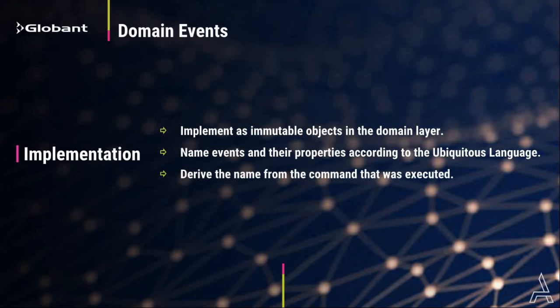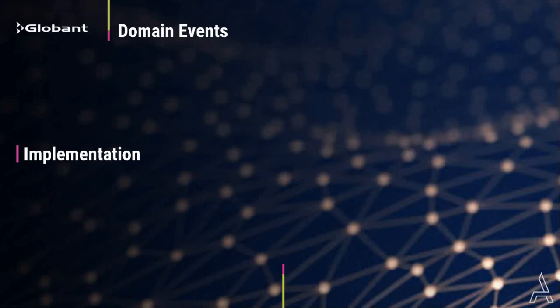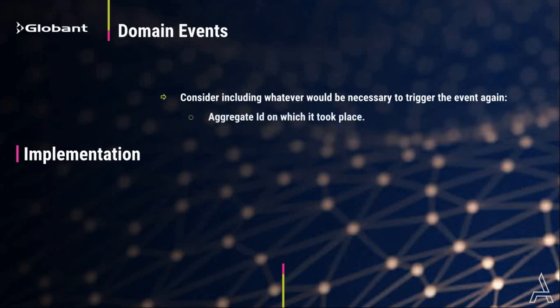The command is the cause of the event, and hence the event's name is rightly stated in terms of the command having occurred in the past. Consider including whatever would be necessary to trigger the event again. This normally includes the identity of the aggregate instance on which it took place, or any aggregate instances involved. Using this guidance, we might create properties of any parameters that caused the event, if discussion proves they are useful.